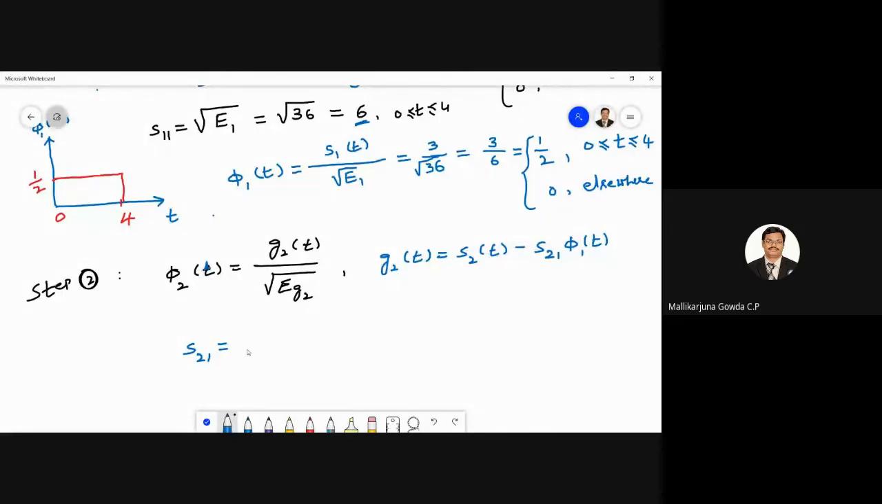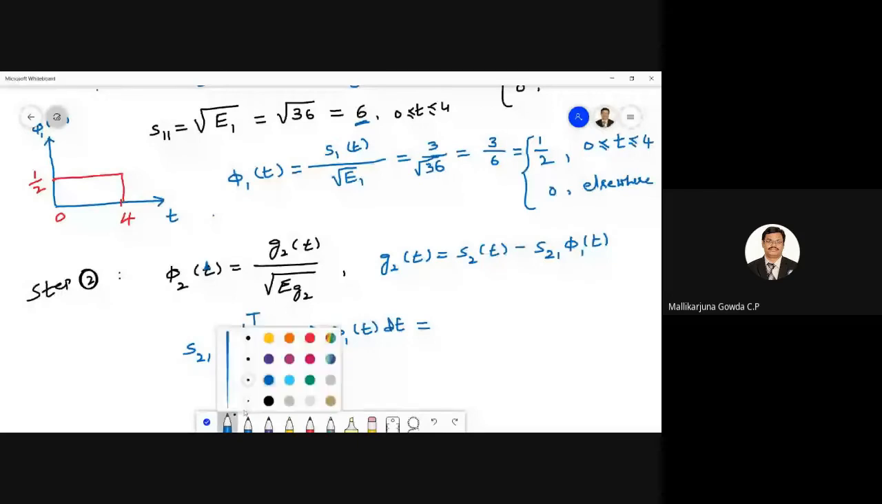Anybody else can help? S21. Integral 0 to t, S2 of t into phi 1 of t into dt, right? Which is equal to, I will write here only. At least now Aditi should tell what are the integral limits.